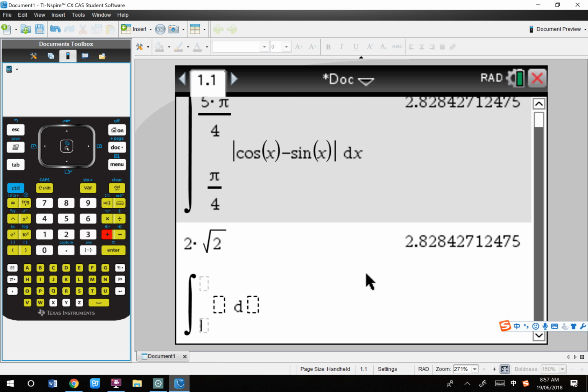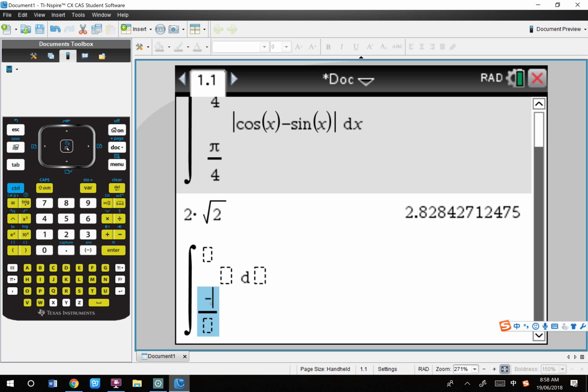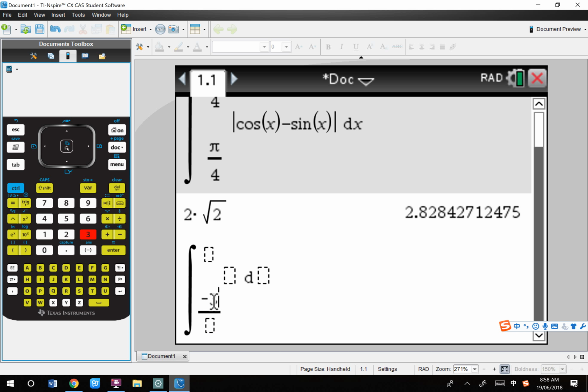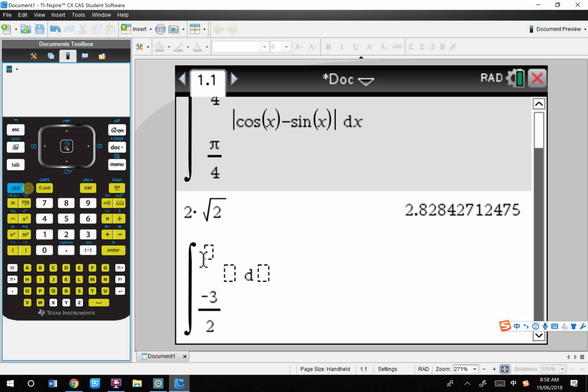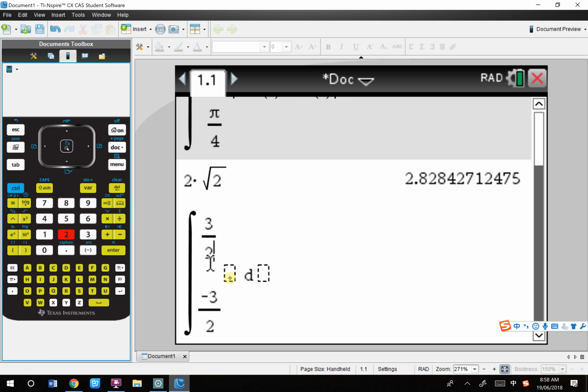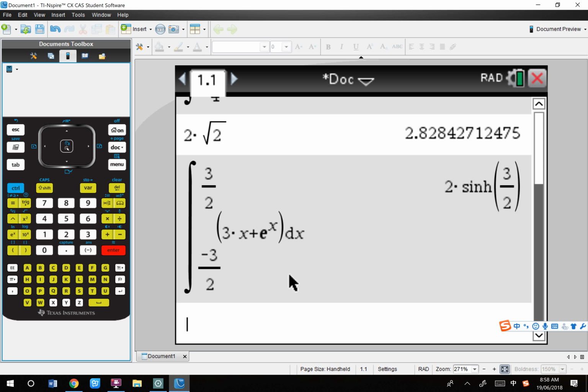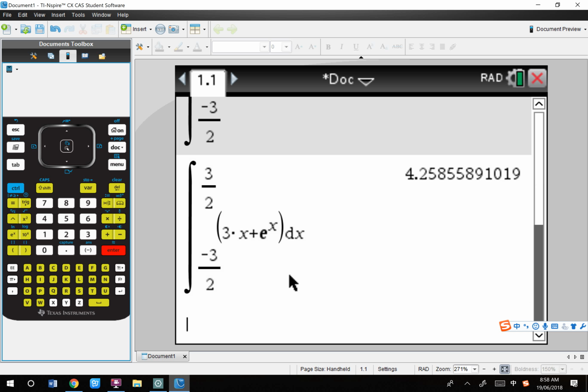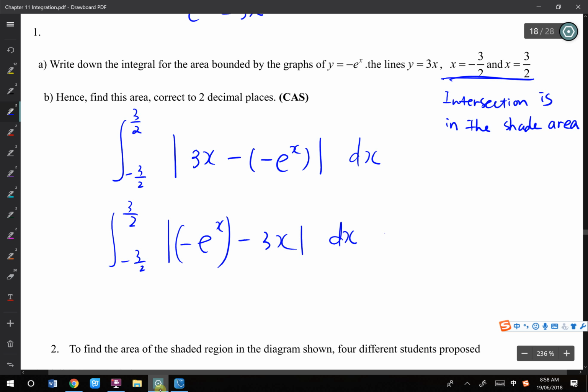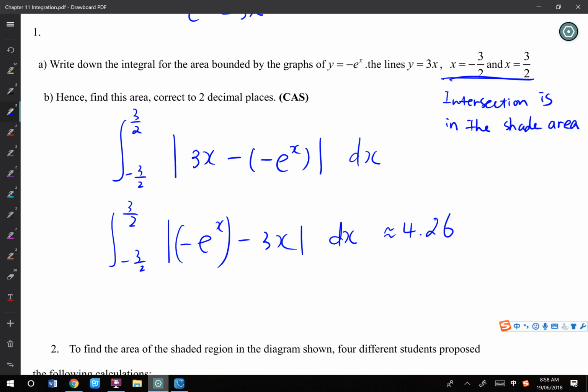So I can go integral negative 3 over 2 to 3 over 2, and I can use 3x plus e to the power of x and then dx. And control enter. That gives me 4.26. Okay, 2 decimals, 4.26. When we have calculators, it's really easy to calculate. I can directly do that.